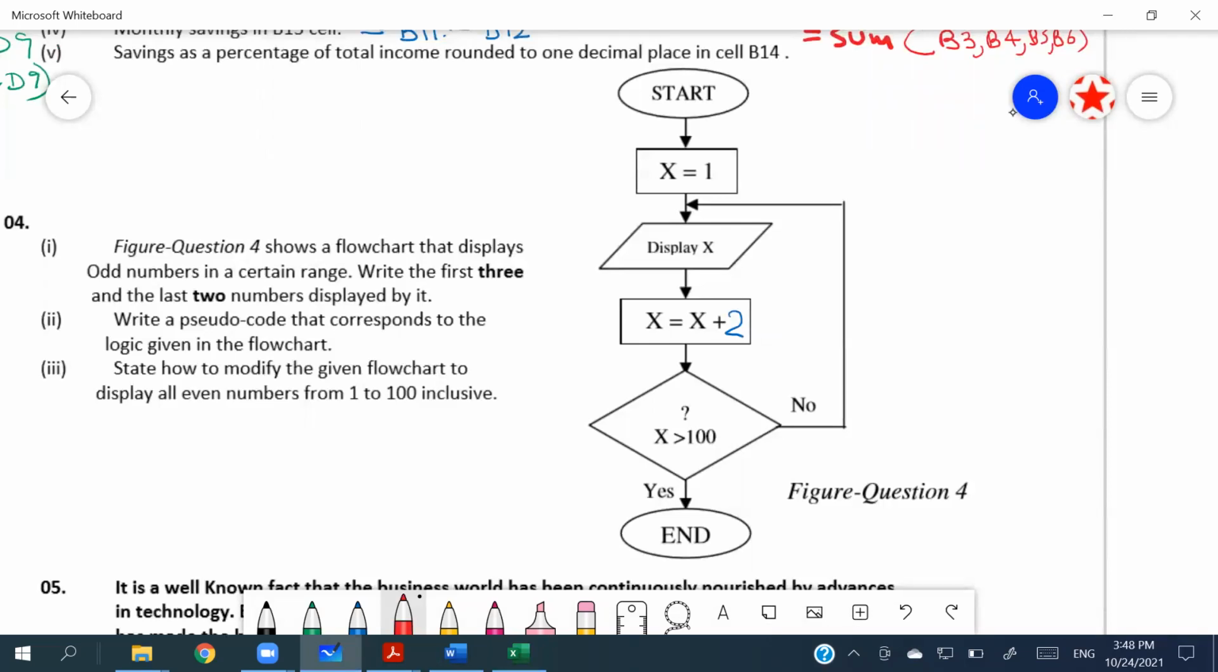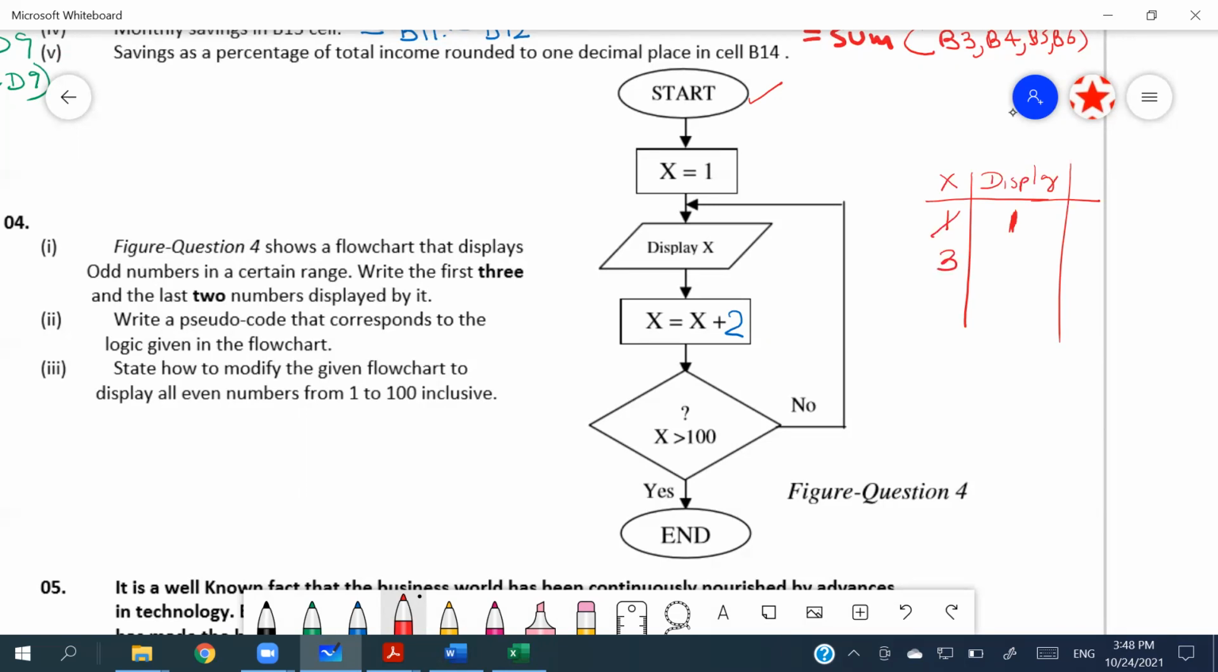now look at it. It says start. So starting will happen, x equal 1. So 1 will be there. And it says display x. So the display column should be there. So 1 will be displayed, right? Then x will be increased by 2. So x will become 3 then, right?